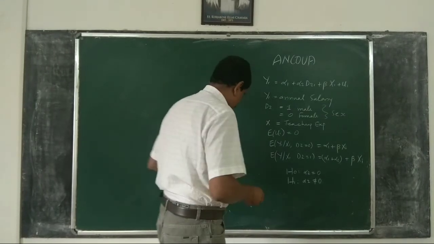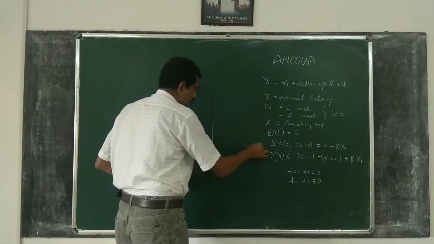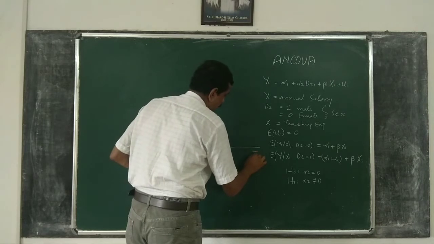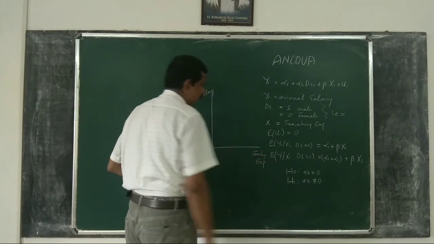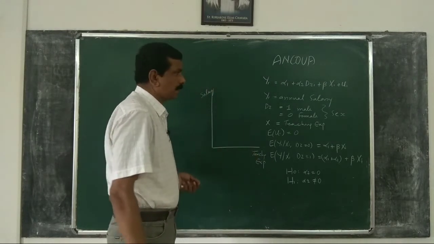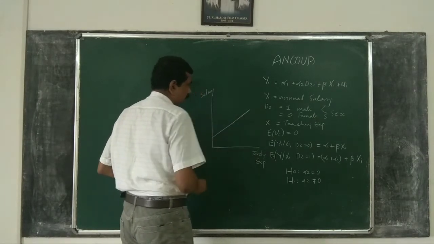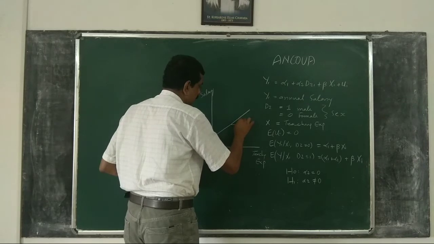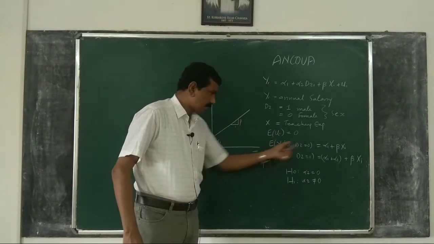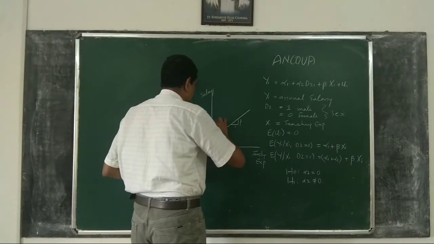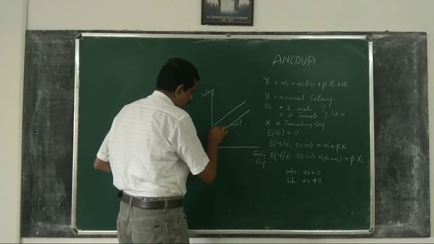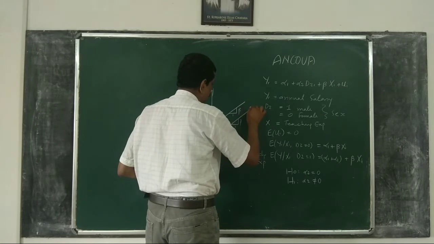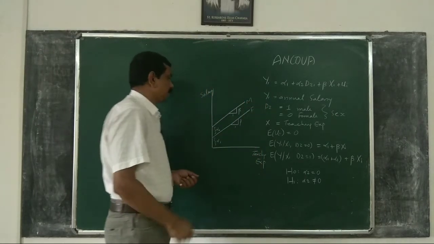Now, if we draw this with the salary and teaching experience, you will get two separate regressions. Suppose that this is alpha 1, and this is beta. This is the regression function for female teachers. Now, this is alpha 2, and this is beta itself. This is for female teachers, and this is for male teachers.